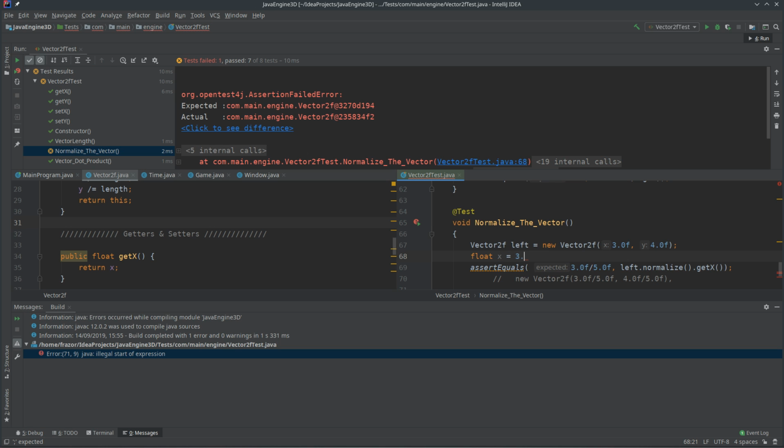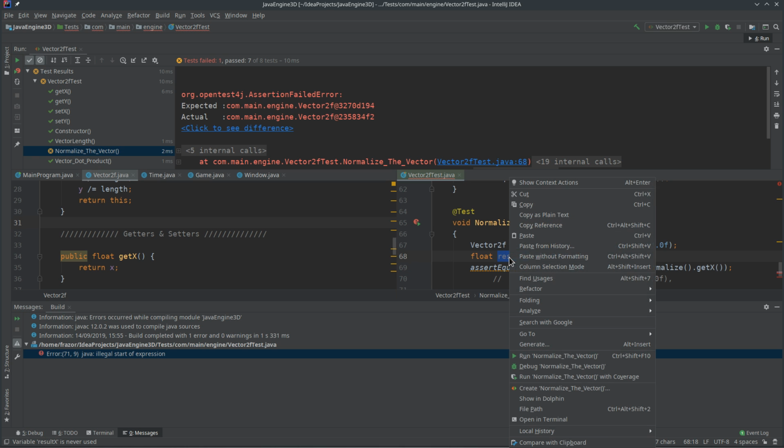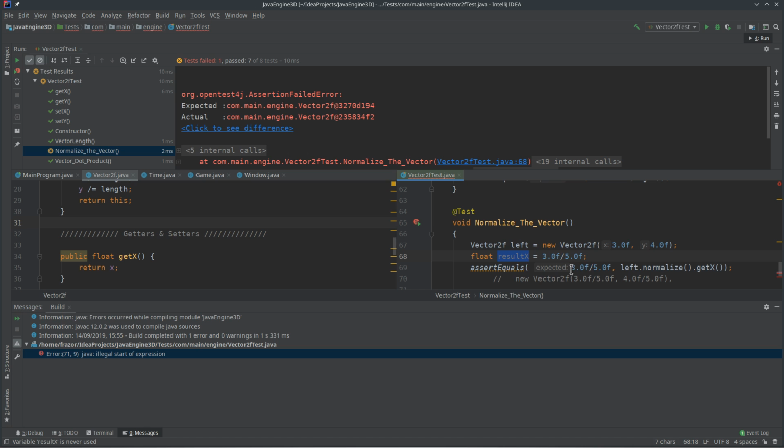3.0f divided by 5.0f. This is interesting. I'm liking this. I don't want to call it x. Result x, I think, is better. Result x with a big thingy. It can do the calculation for me. And because we're doing that, I'm not sure it likes that bit either. So what we'll call that then is... no. Just going to keep it for now.